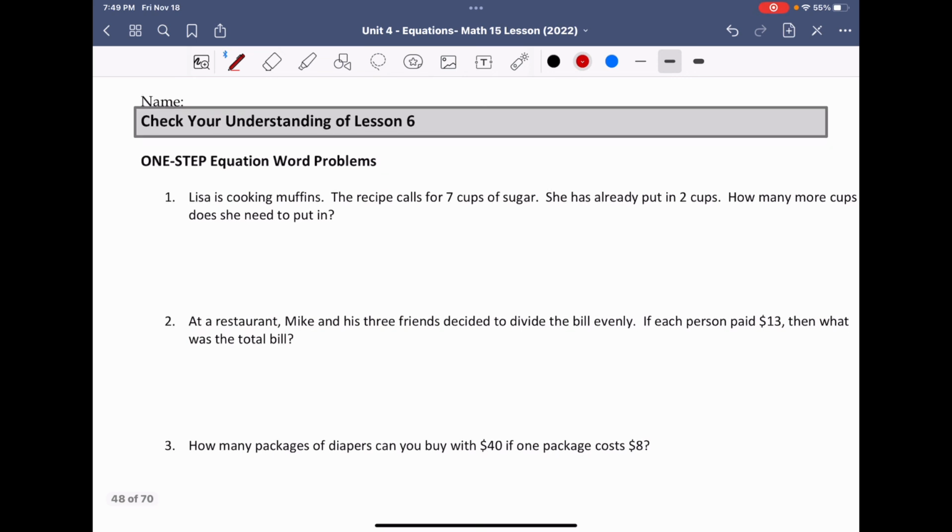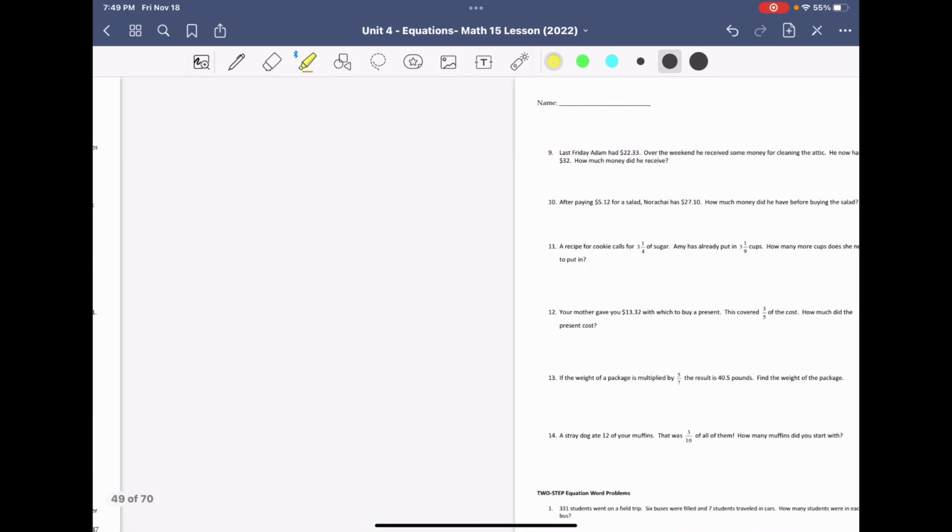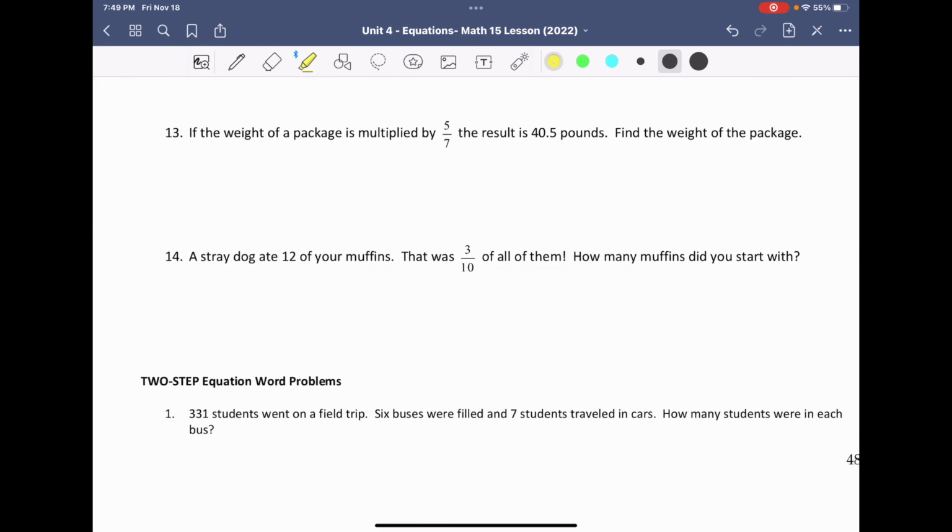All right, this is for you to check your own understanding. There is one-step word equations, and there's also two-step word equations that follow on the next page here. So you'll definitely want to try a few of each of them, if not all of them, just to make sure you're really comfortable with the ideas here.